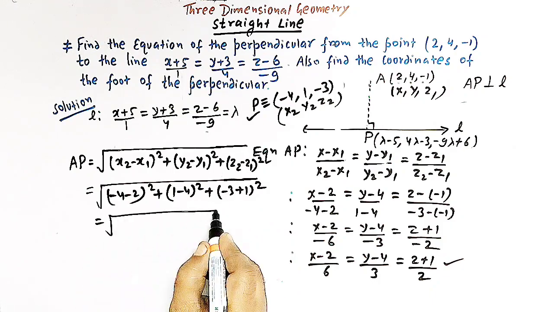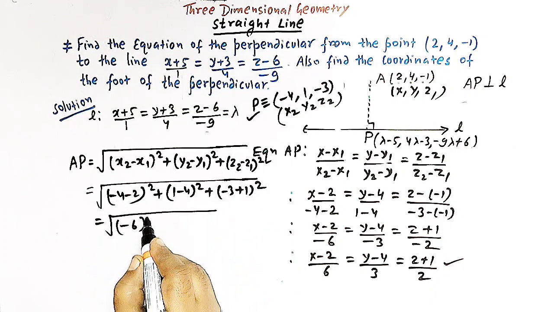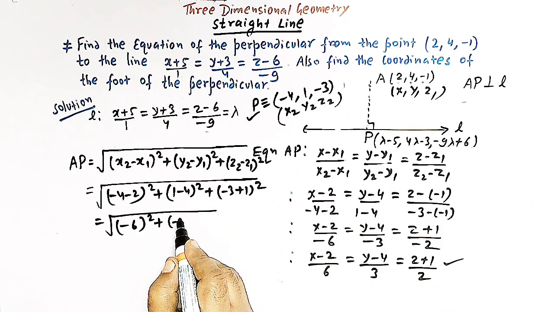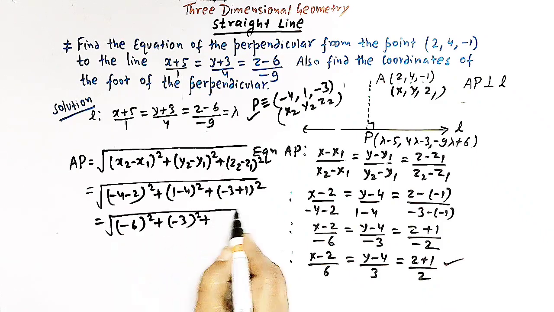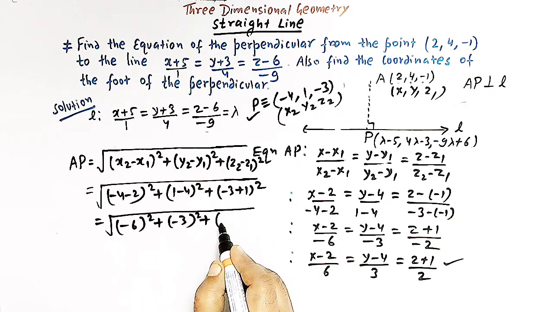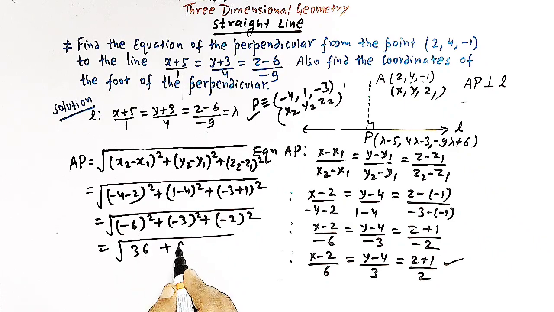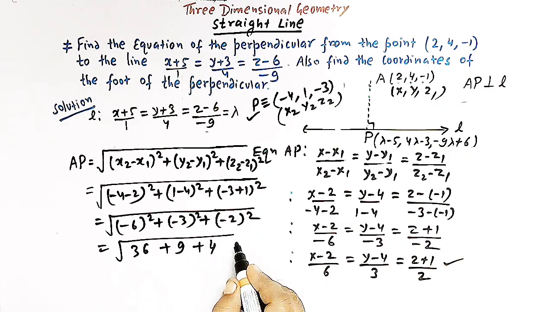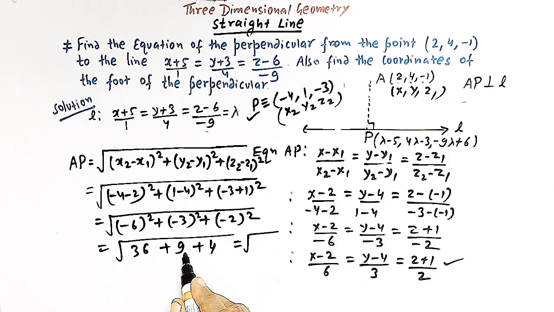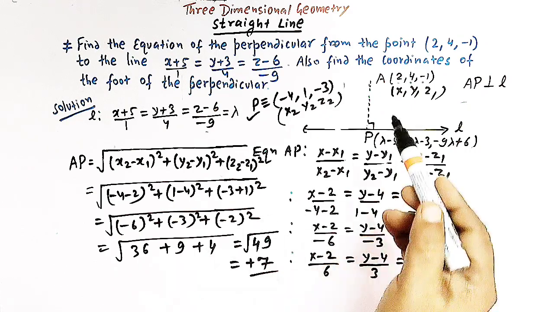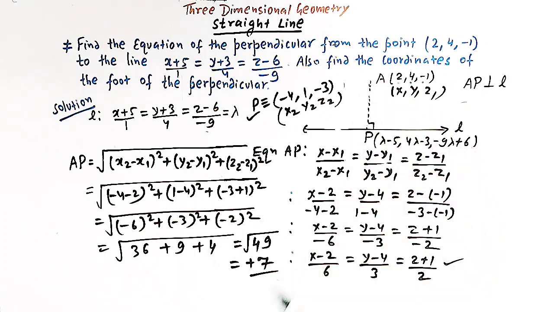So this is square root of (minus 6) square, this is (minus 3) square, and then we have here (minus 2) square. So this is 36, this is 9, and this is 4, right? So we have now square root of 36 plus 9 plus 4, so this is 49, so this is positive 7, right? So the length of the perpendicular AP is given by 7 units.